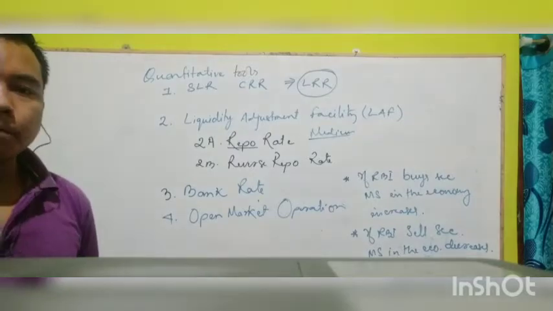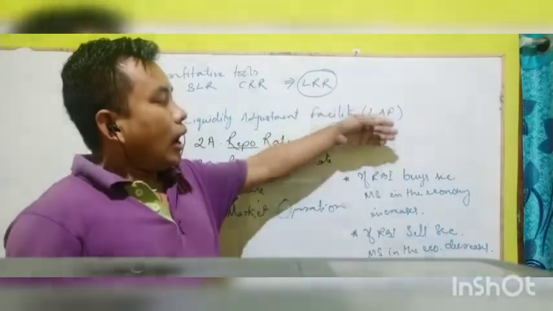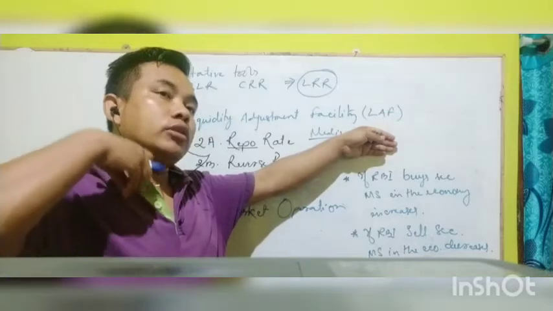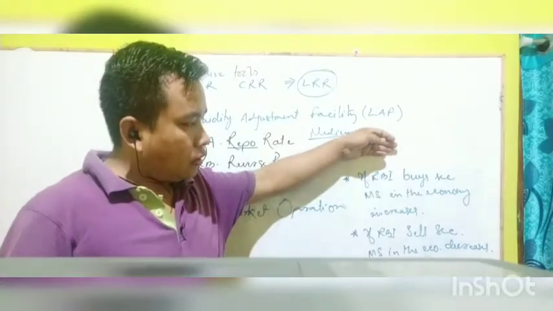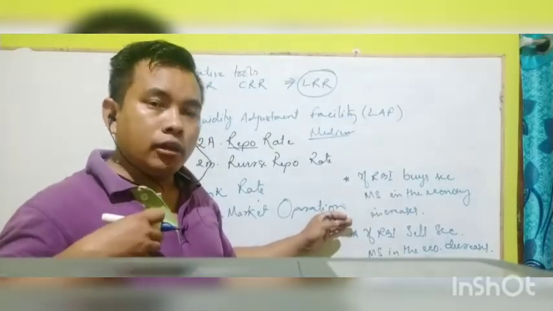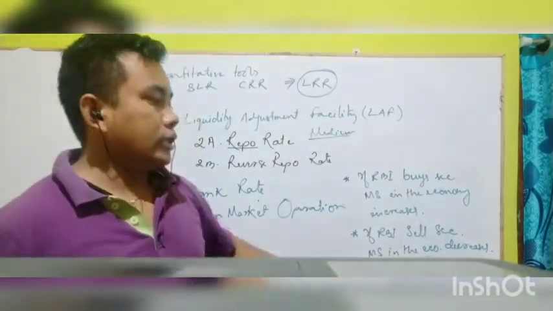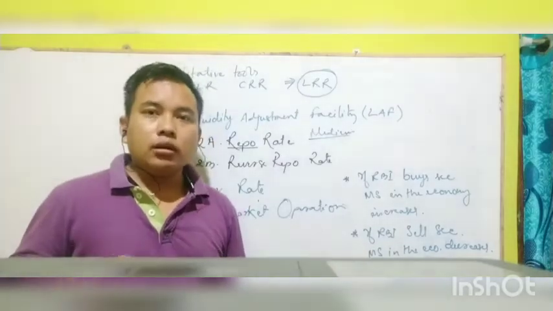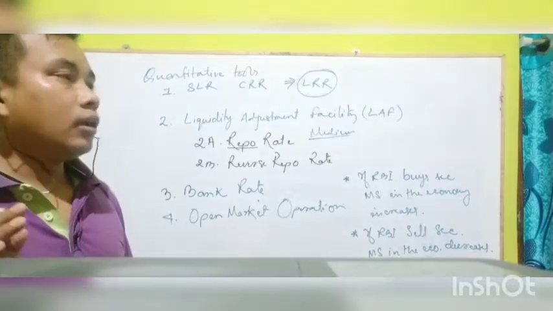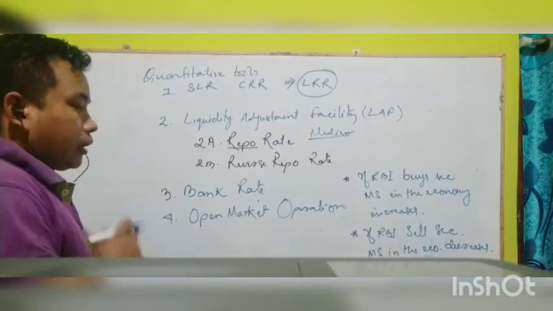Once again, if RBI buys securities, you will get money, so money supply increases. If RBI sells securities, you will be paying money, that means you will have less money, money supply decreases. I have said this open market operation is very simple, but it is one of the most effective. So this is the open market operation.